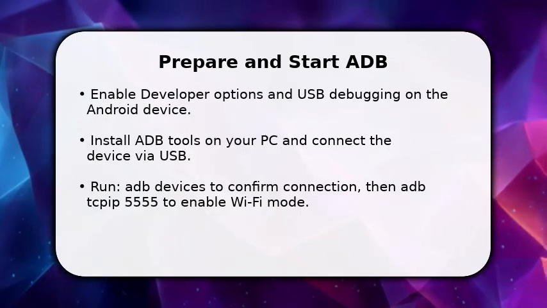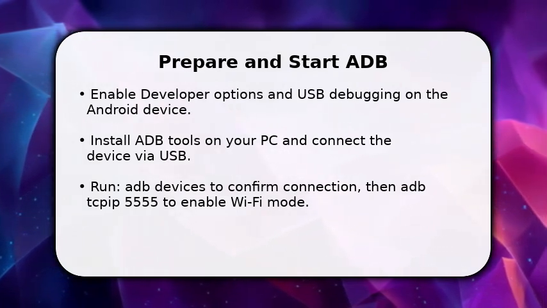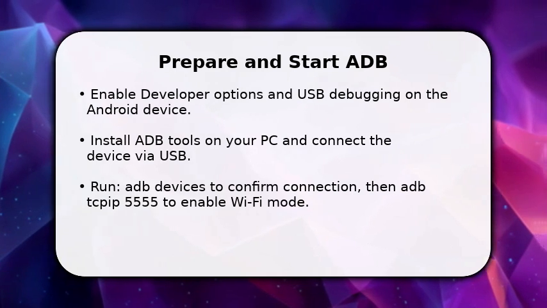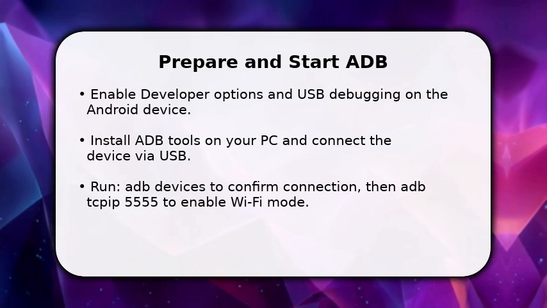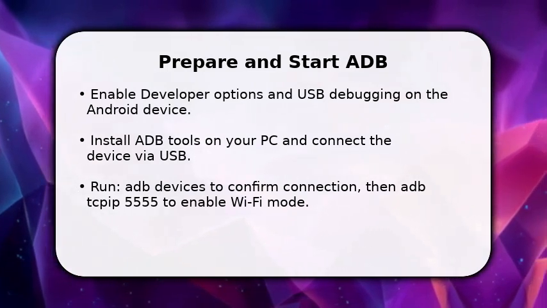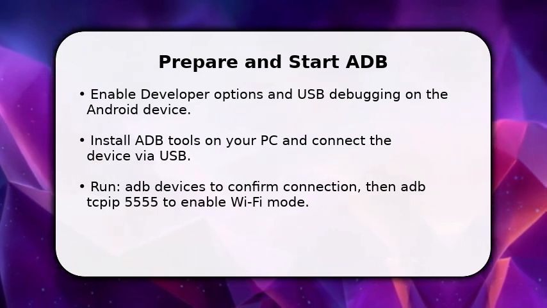You'll start by preparing both your phone and computer. Enable developer options and turn on USB debugging so the PC can talk to the device. Install and open ADB on your computer, then connect the phone with a USB cable. You need to confirm the connection using adb devices.